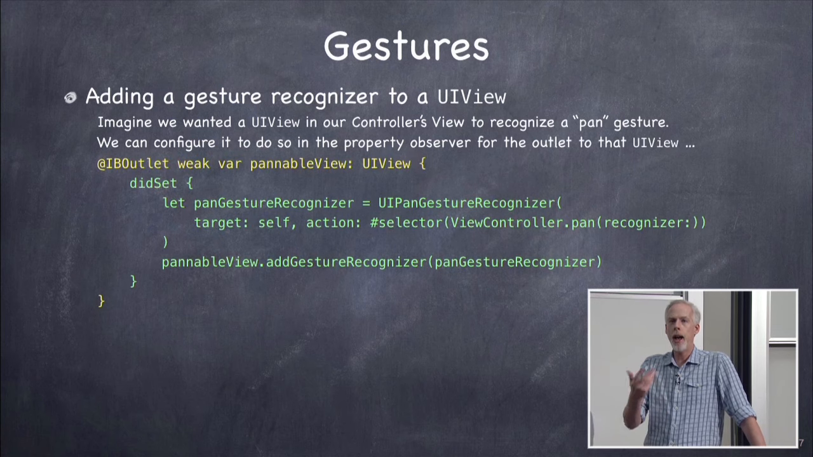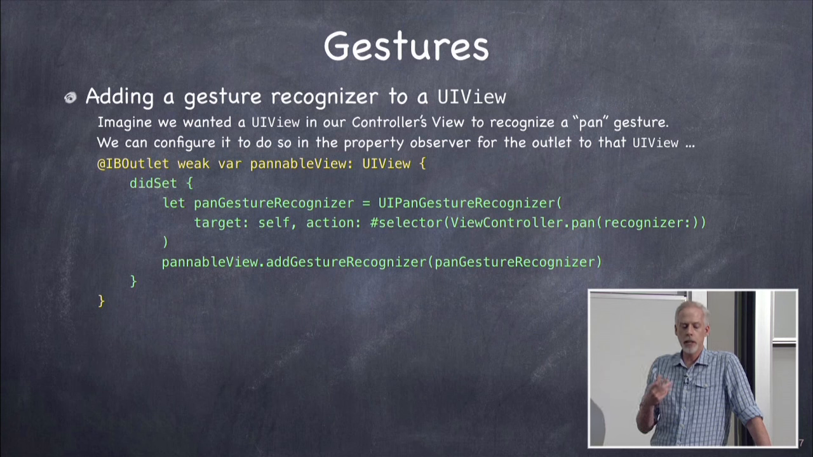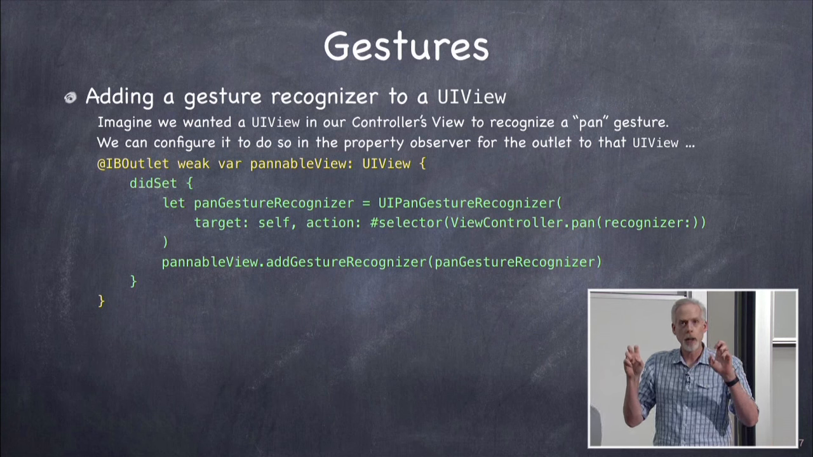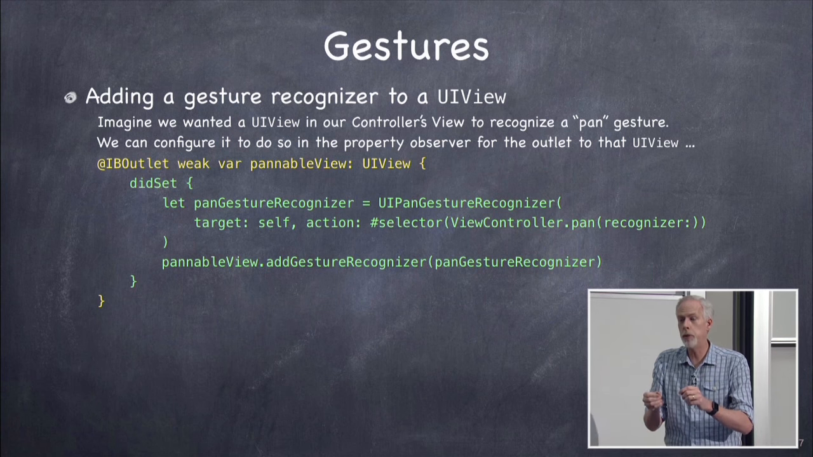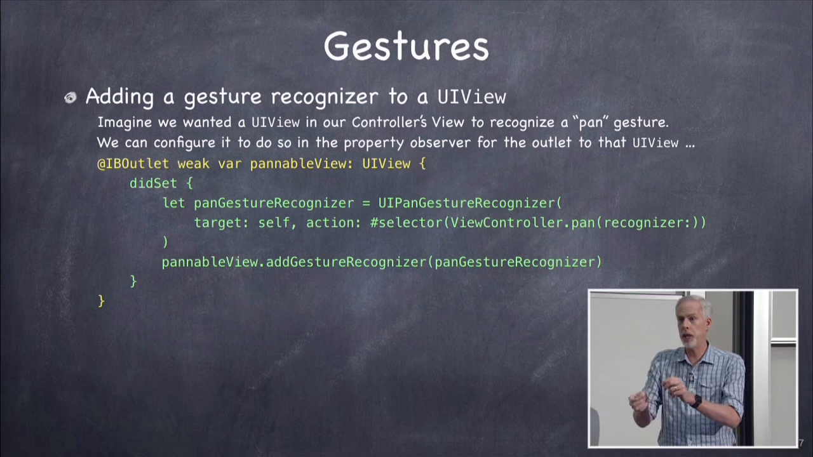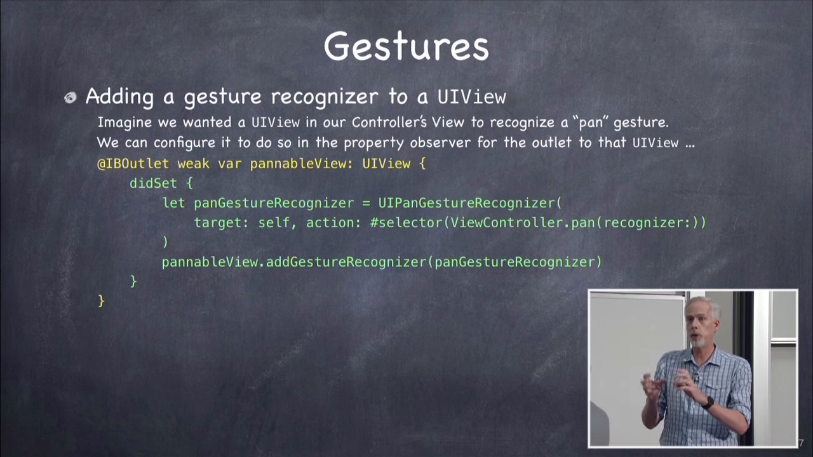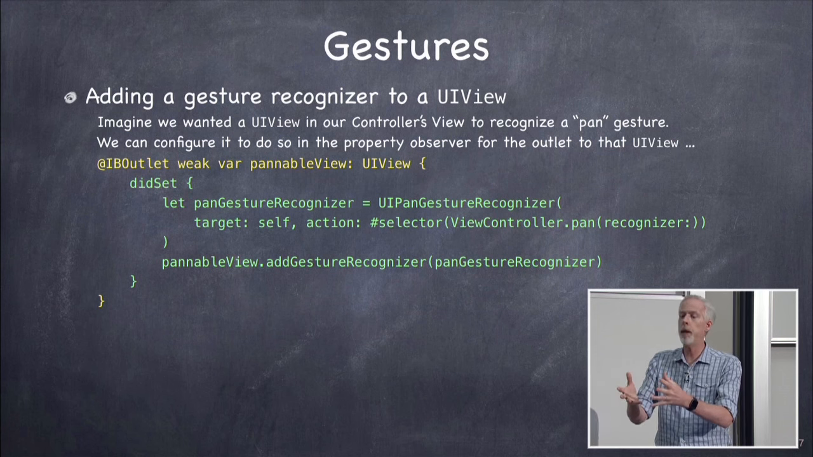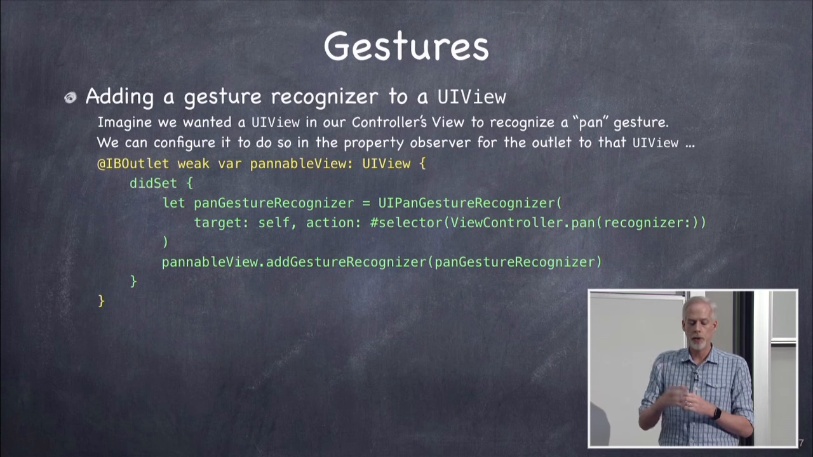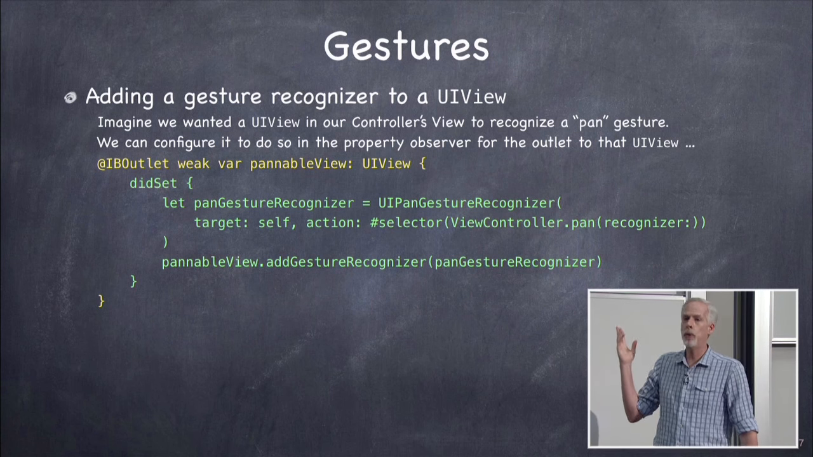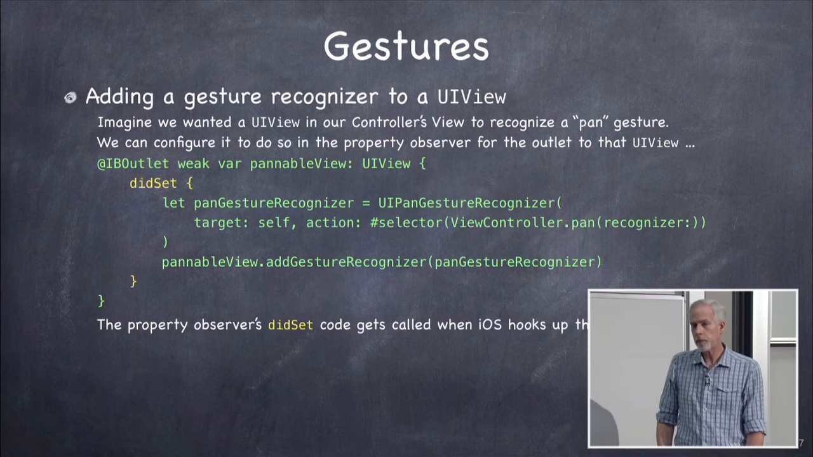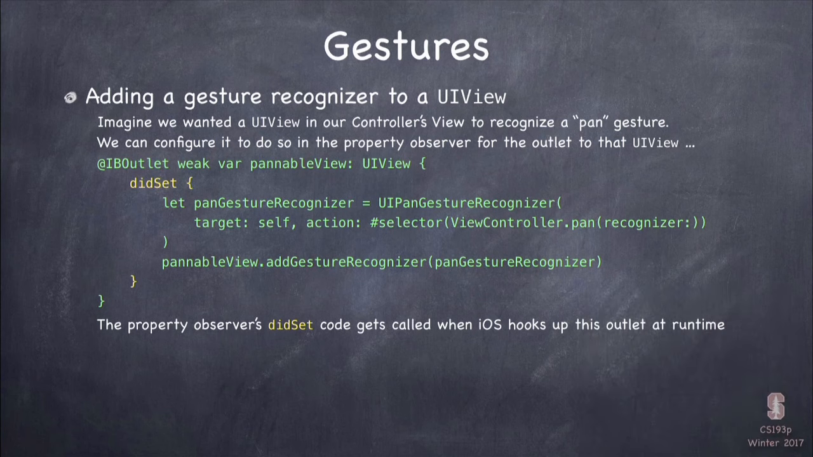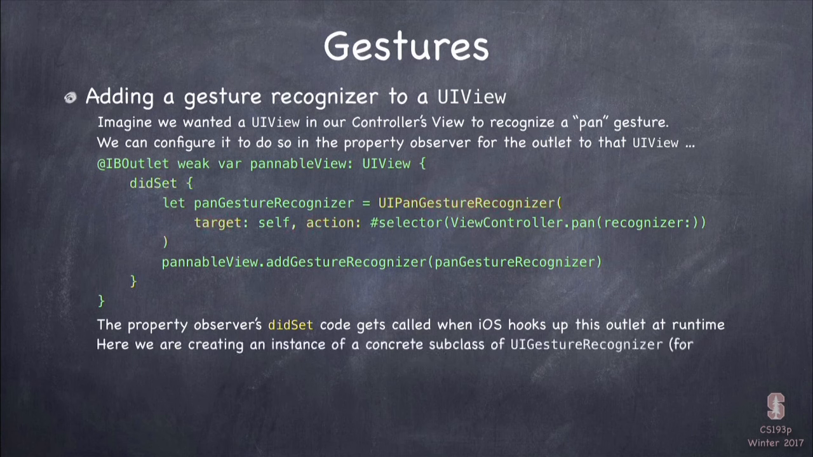A good place to add a gesture recognizer is in the did set of an outlet for that view, because that's as soon as you can get a hold of it anyway. iOS just set that outlet up for you, so now you've got a hold of that view, so now you can send a message to that view, add gesture recognizer. So here I have this var, this outlet, called panable view. This is the view that I want to add the pan gesture to. And you can see that in its did set, in other words, when iOS wires this up, I'm going to do this add gesture recognizer.